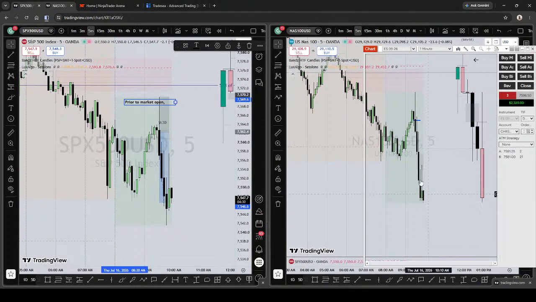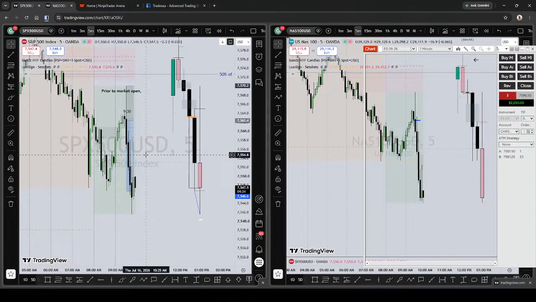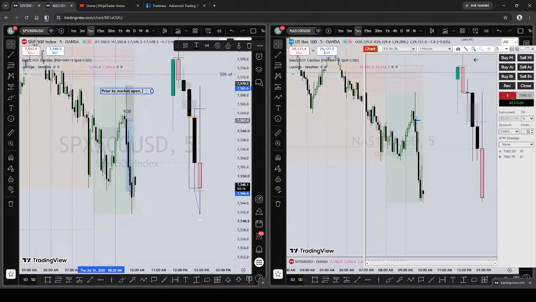Yes, that's a very nice 5 minute candle closure on Nasdaq. Also a very nice 5 minute candle closure here. Alright, I was in the process of typing out my thoughts on why I took this trade. So for the screenshot, prior to market open, I had a bearish bias.